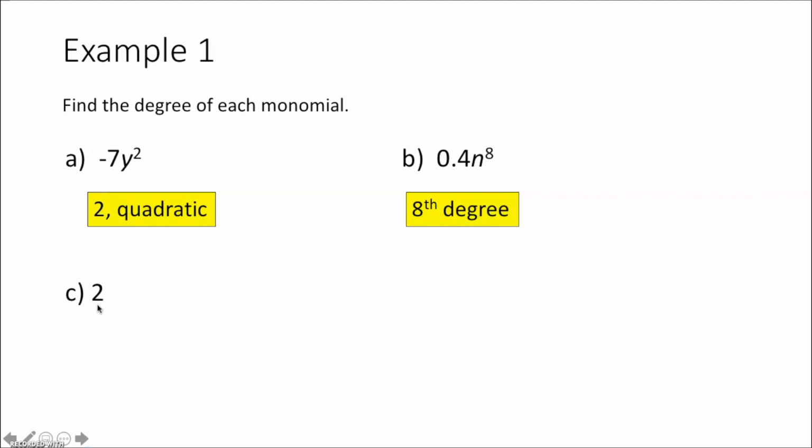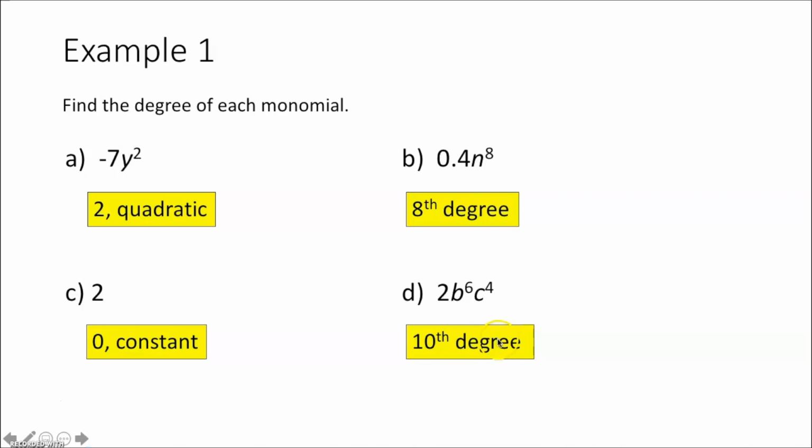2, what degree is that? Well, there is no variable, which means our degree would technically be 0. It's a constant. And then here, 2b to the 6th, c to the 4th. What is the degree of this monomial? Well, remember, anytime it's a monomial, we add those exponents together to get what degree it is. So this would technically be a degree 10 or 10th degree monomial.